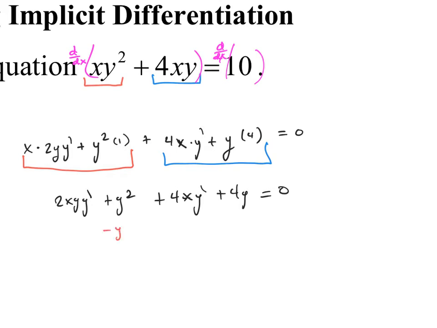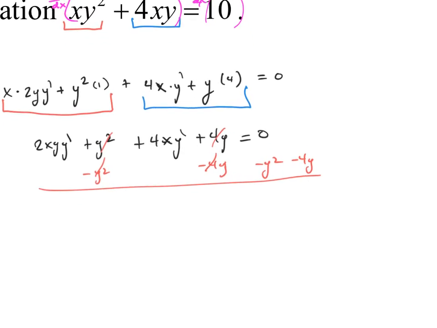So I'm going to subtract off a y squared from both sides. I'll also subtract off a 4y from both sides. So minus 4y. Let's see what we have when we do that. On the left, I still have 2xy y prime plus 4xy prime. On the right, I have a negative y squared minus 4y. Why did I do that?